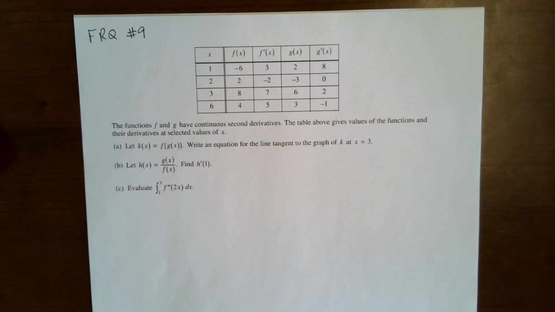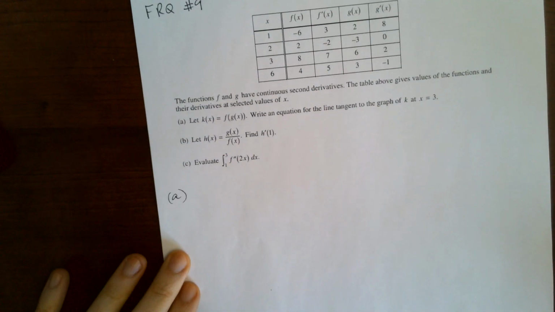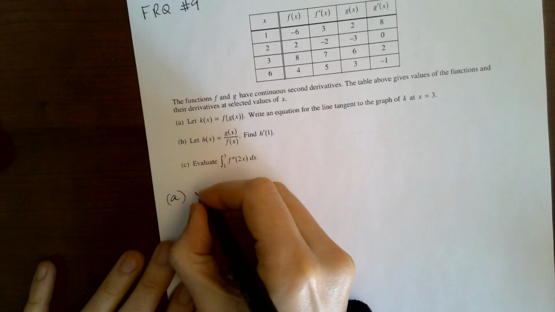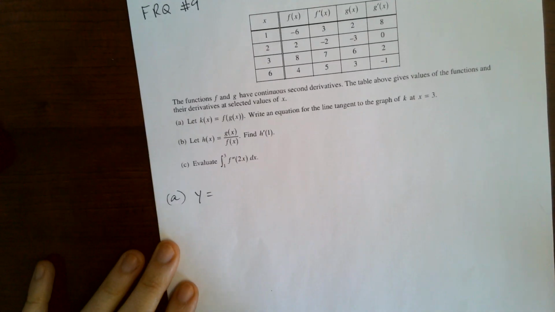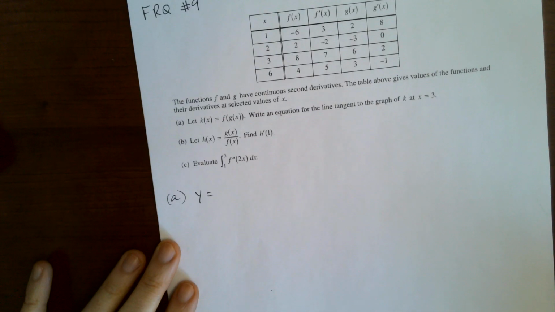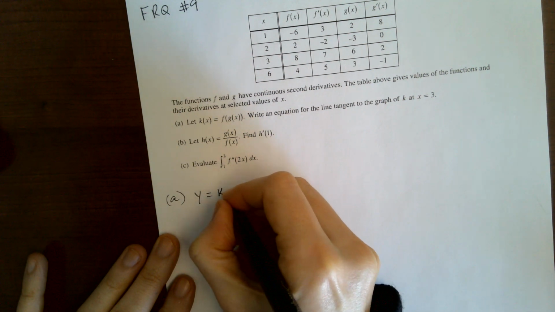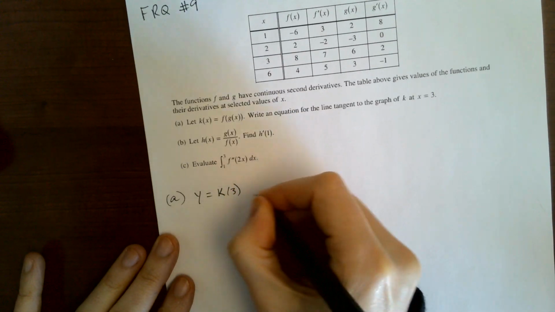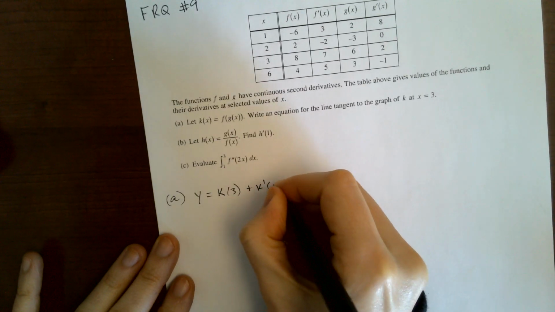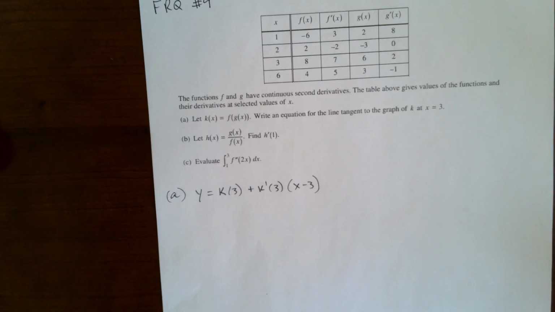Okay, so guys, for part A, you need to know this formula for the equation of a tangent line. So it's y equals, now usually I give you the formula with f, but it's with k this time. So it's going to be k of 3, because they want to add 3, plus k prime of 3 times x minus 3. Okay, that's a formula that we need to know.